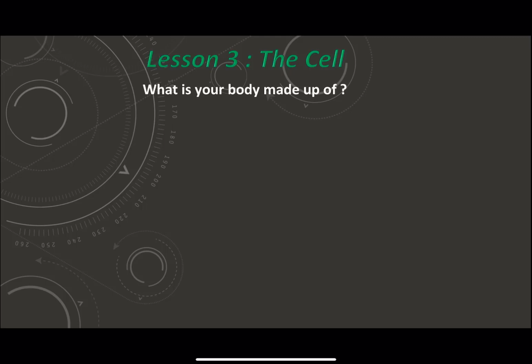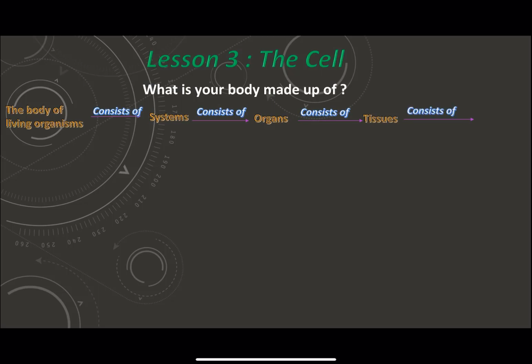I'd like to start our lesson today with this question. What's your body made up of? If you remember, we talked in our first lesson that the body of living organisms consists of a group of systems. Each system consists of a group of organs. Each organ consists of a group of tissues. Each tissue consists of a group of similar cells. And we illustrated the definition of each one of them. But I will repeat them again to make you remember.